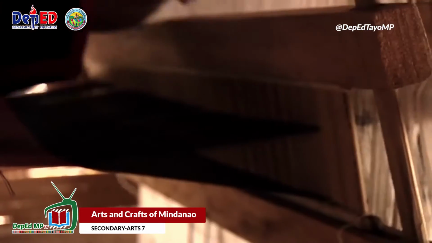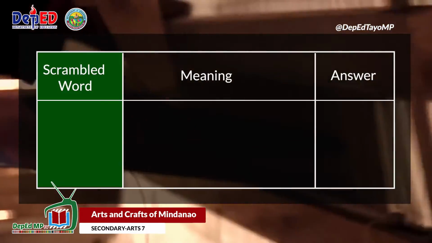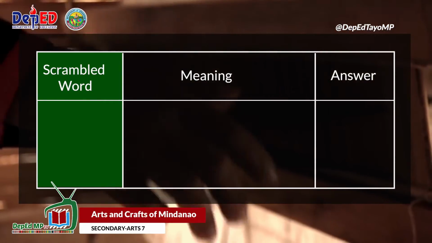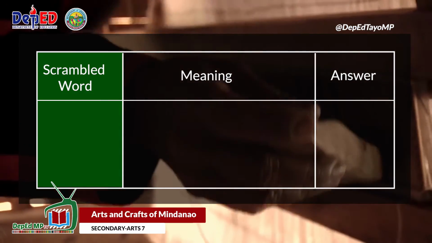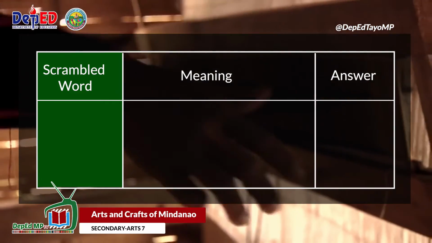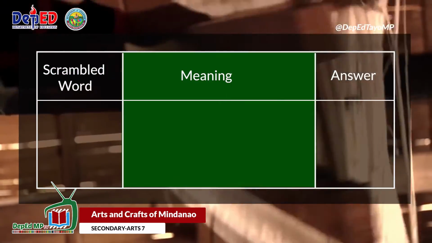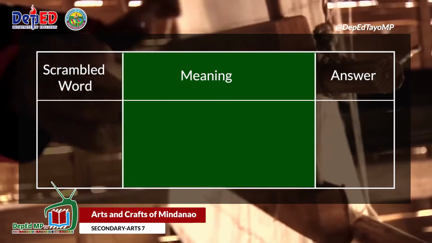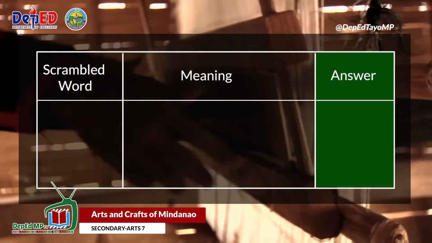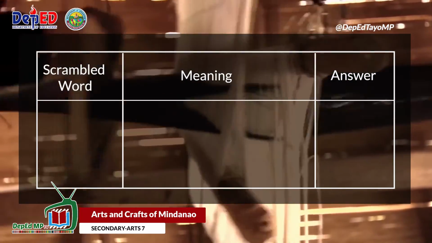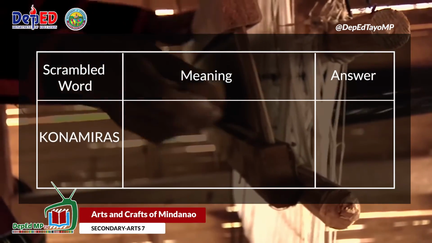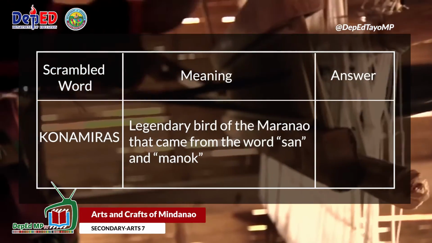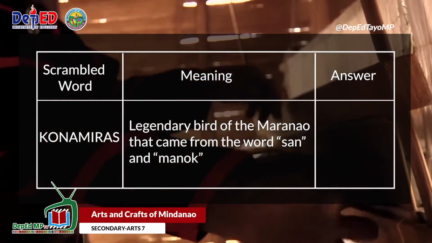Again, prepare your pen and your self-learning module as I explain the instructions. Unscramble the words on the first column of the table below to determine the terms that are related to the arts and crafts of Mindanao in terms of their attires, textiles, tapestries, accessories, and body ornaments. The meanings provided in the second column serve as your hint. Write your final answer on the third column. For example, scrambled word, Konamiras, meaning legendary bird of the Maranao that came from the words sari and manok.